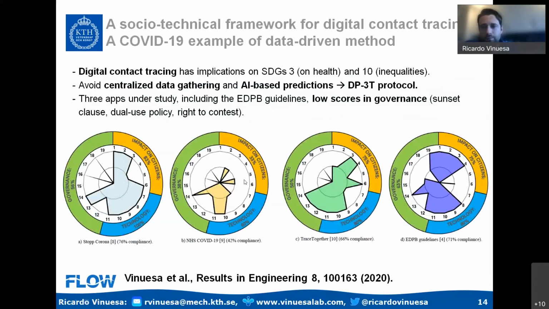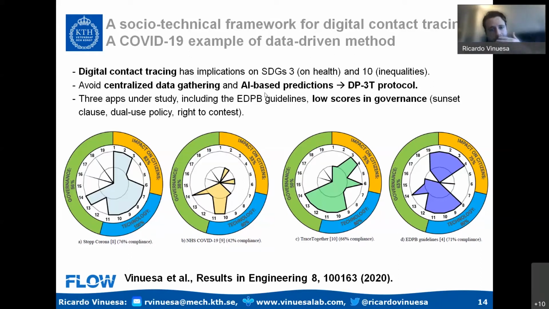globally. I want to give another example of a data-driven method with important implications on sustainability, and that is the contact tracing apps that were developed last year, and there was quite some debate around them. Of course, they have important implications on SDG 3 on health and SDG 10 on inequalities. And we had an article last year, you can see it on the bottom, Vinuesa and others, Results in Engineering 2020, where we established a framework with the socio-technical requirements that these apps need to have.